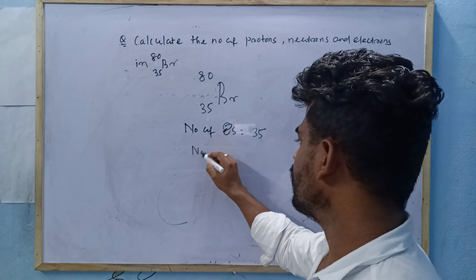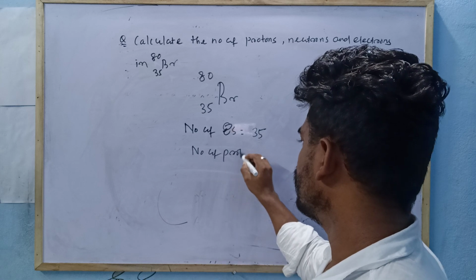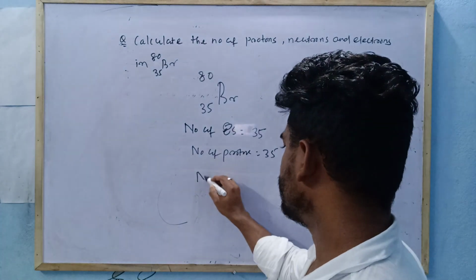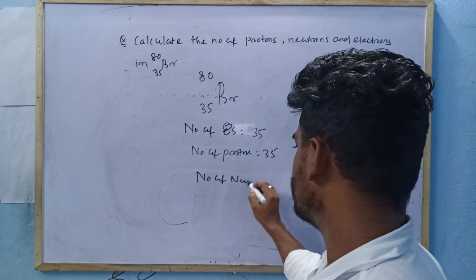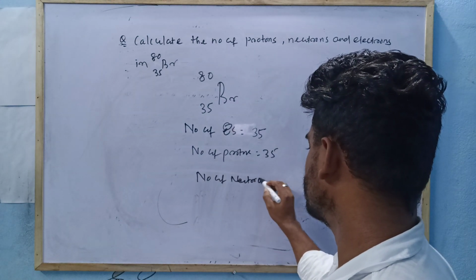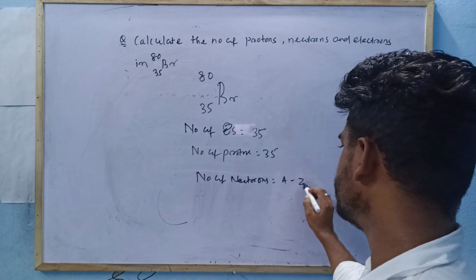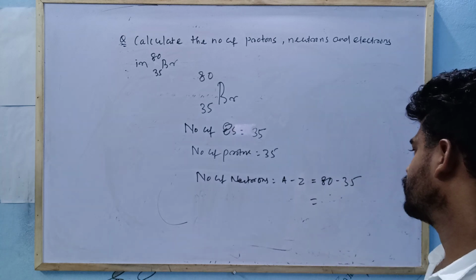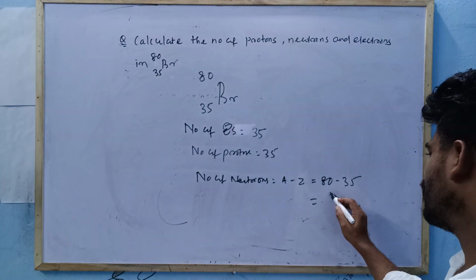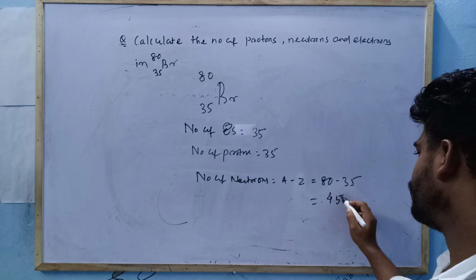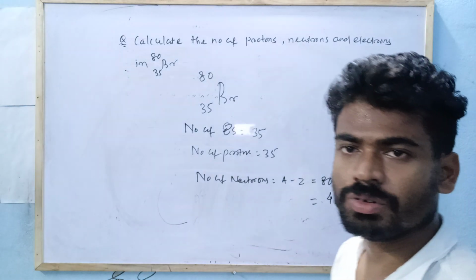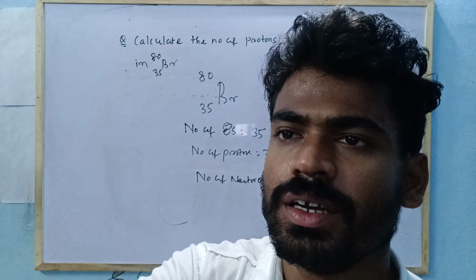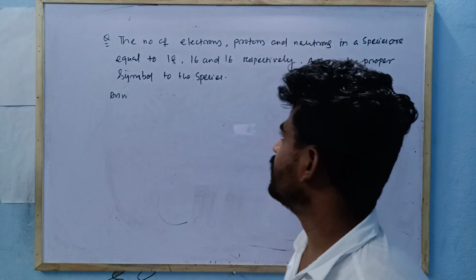And clearly the number of protons is also 35. Then you calculate the number of neutrons, that is A minus Z. So that will be 80 minus 35, which is 45. That is your number of neutrons. Okay, easy.